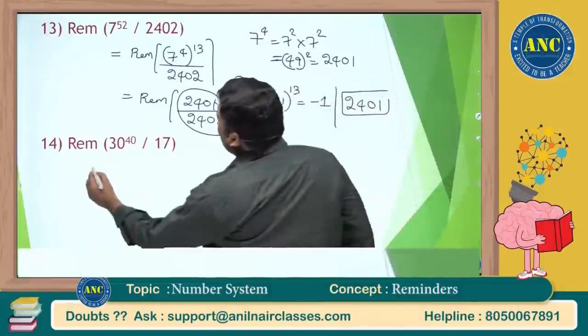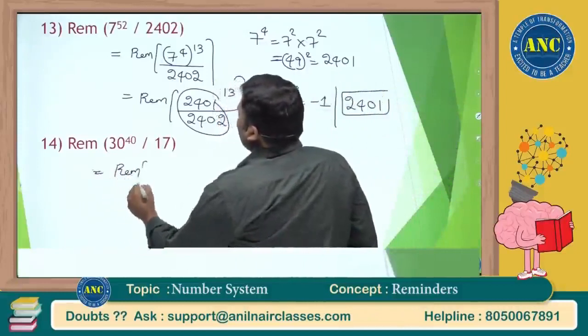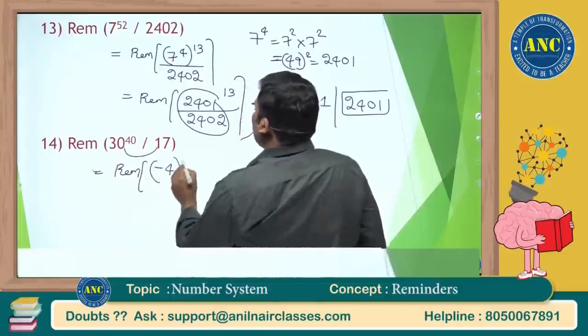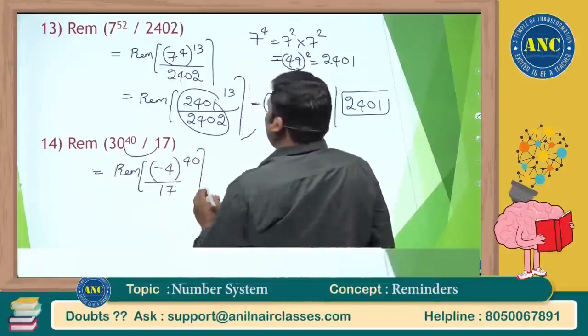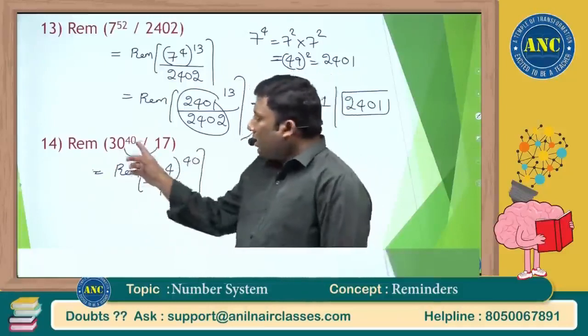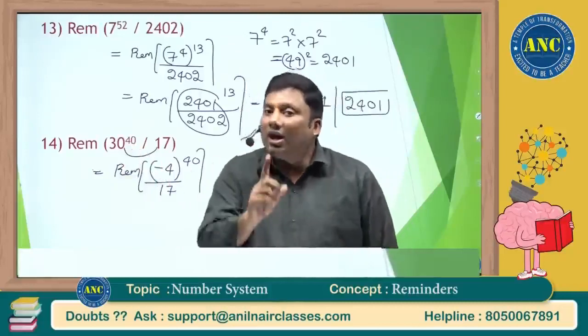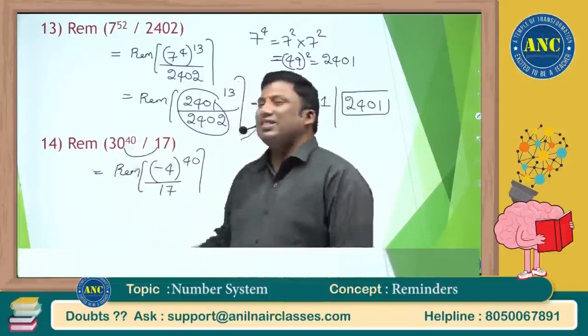14th, again an exam model question. This can be written as 17 twos are 34. Negative remainder is minus 4. Minus 4 power 40 divided by 17. Again, I am repeating it: make the numerator base smaller than the denominator. 17 ones are 17. I will get 13.